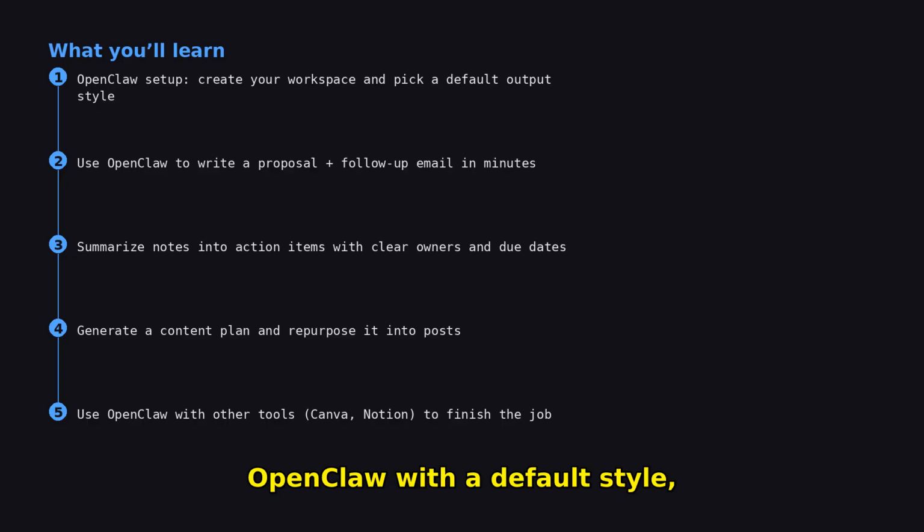First, we'll set up OpenClaw with a default style, so it knows how you want outputs to look. That alone saves time, because you won't have to re-explain your preferences every single prompt. Second, I'll show you how to use OpenClaw to turn a rough idea into 2 real deliverables, a proposal intro and a follow-up email. I'll include copy-paste prompts you can use immediately.